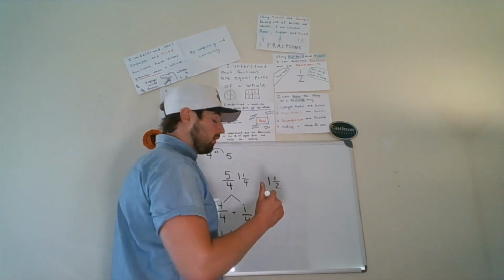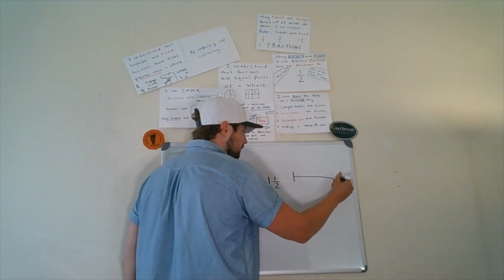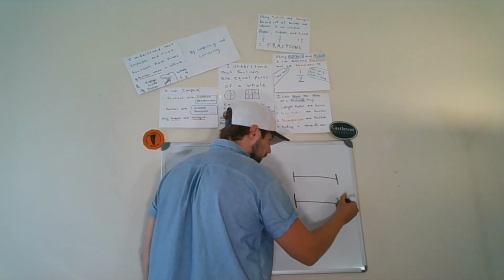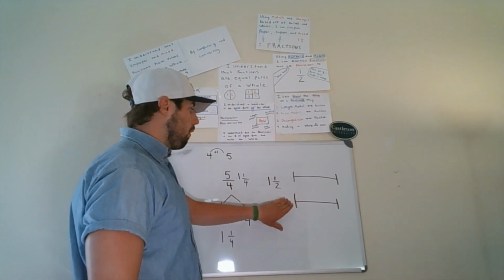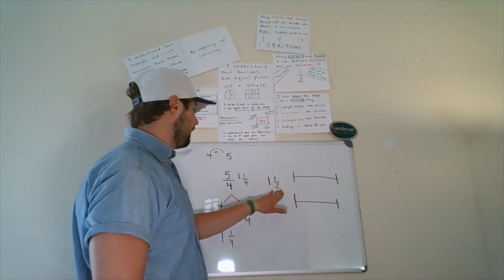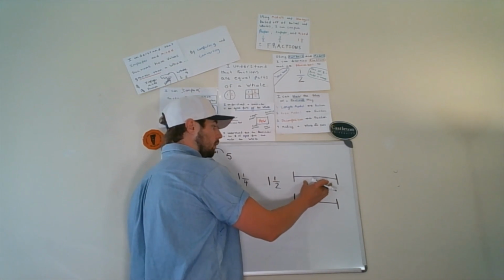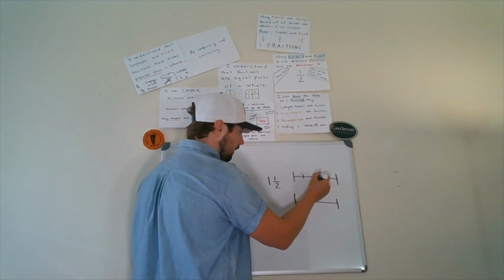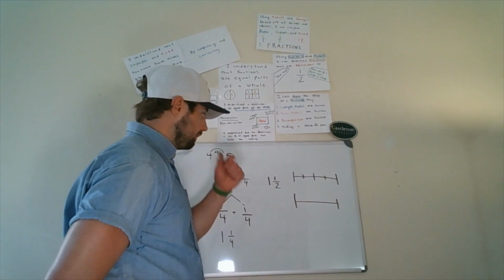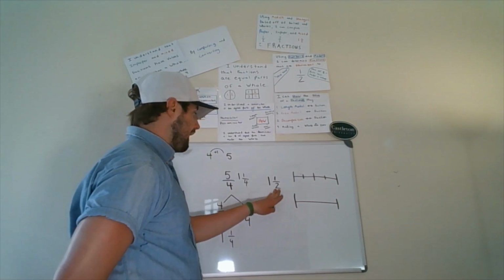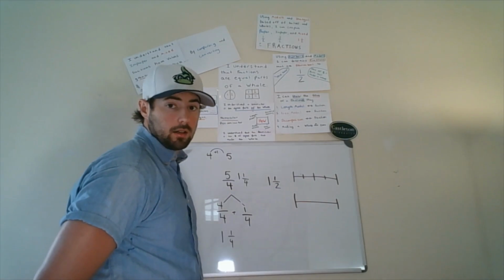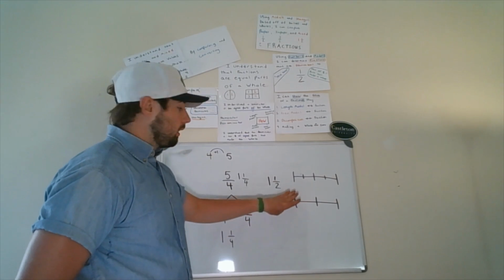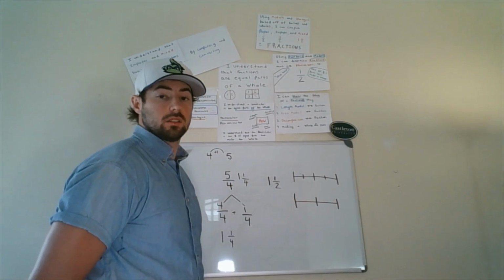Let's use 2 length models to compare. Make length models with me right now. Pause the video if you need to. I have 2 wholes. We are comparing 1/4 and 1/2. If I were to make this whole into fourths, I would need to partition 4 equal parts. What about 1/2? I know 2 parts make that whole. Make your length models look like this. Stop the video if you need to.